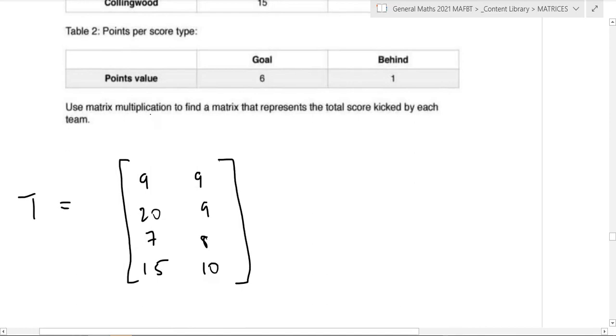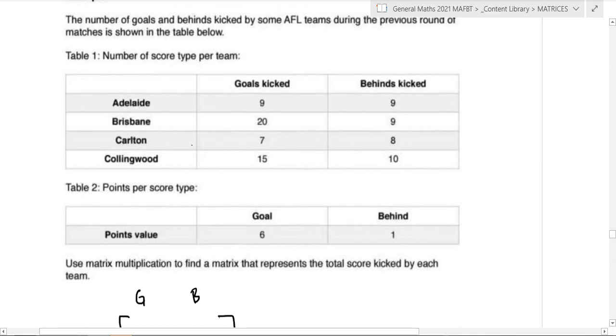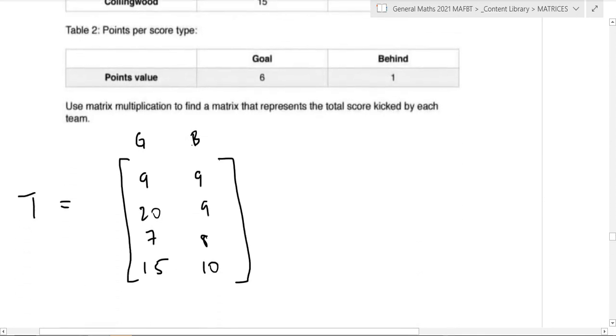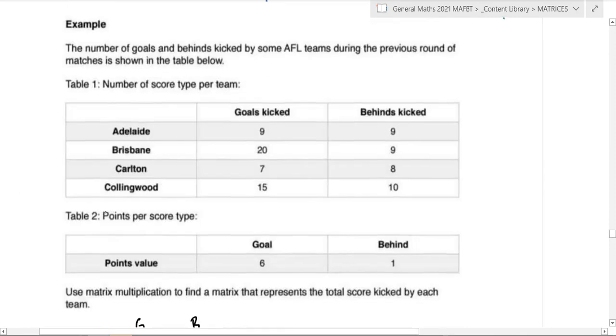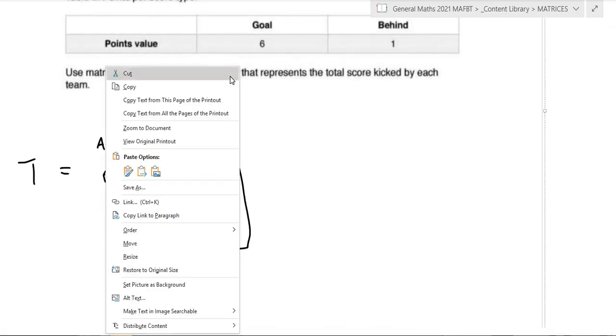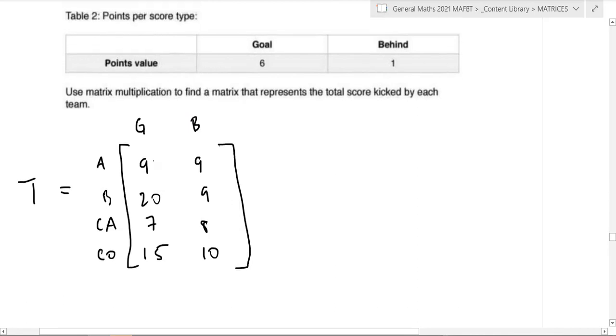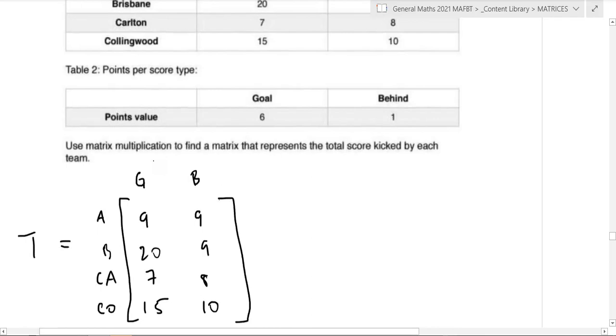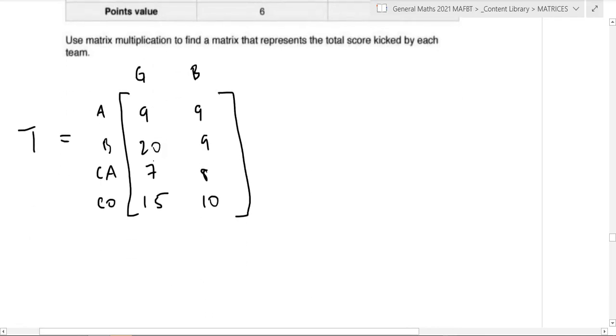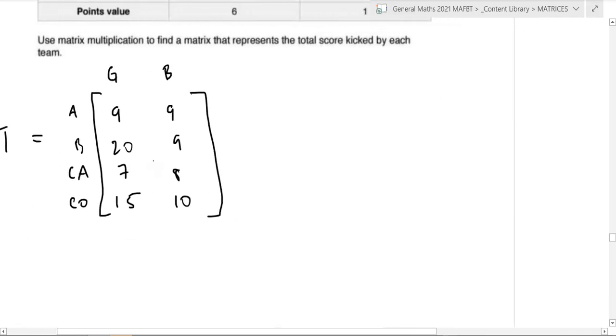And make sure you know what's which. So these are your goals, these are your behinds. And then we'll name each team. So we'll just call it by the first letter. Adelaide, Brisbane, Carlton, Collingwood. Call this CA for Carlton, CO for Collingwood. Yeah, Adelaide, Brisbane, Carlton, Collingwood. So that's matrix T, and it's some sort of 4x2.